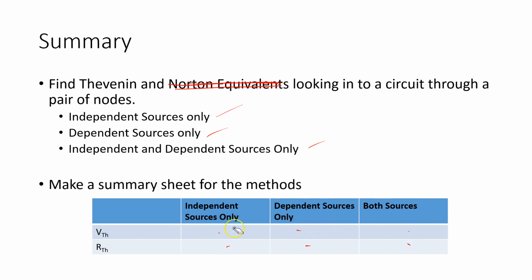So for instance, for independent sources only, you could write here that V Thevenin is equal to the V open circuit, and for dependent sources only, V Thevenin is equal to 0, right? Or you could say no source in the circuit. Good. So the next time we will do Norton equivalent circuits.